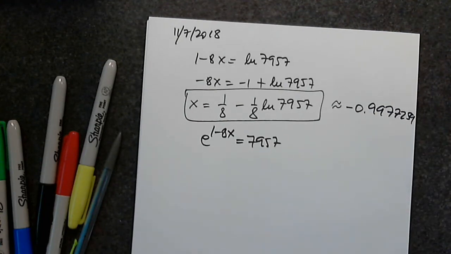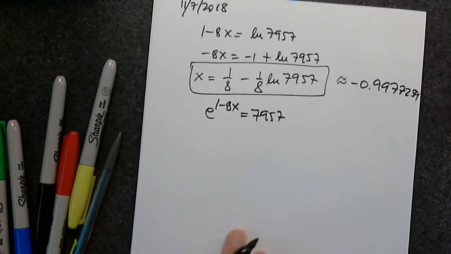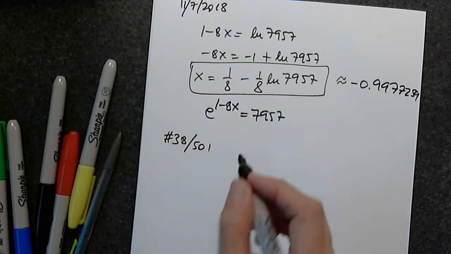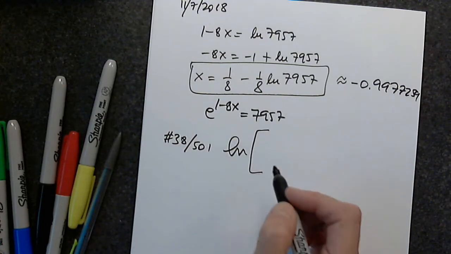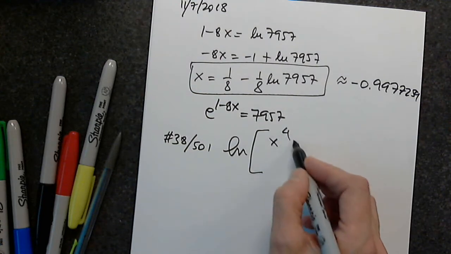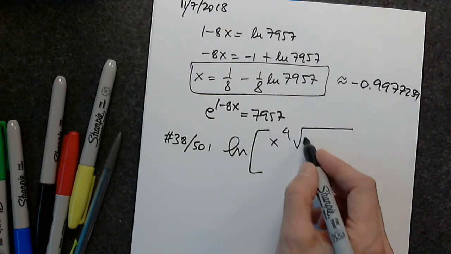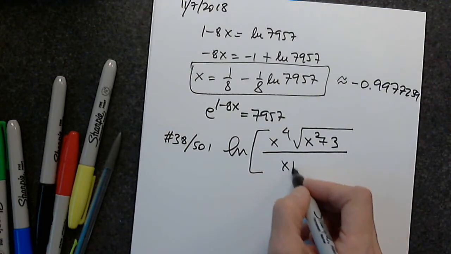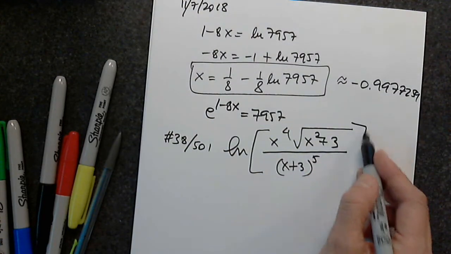Okay, so now let's look at expanding. Let's look at problem 38 on page 501. And we have natural log, bracket, x to the 4th, the square root of x squared plus 3, everything divided by x plus 3 to the 5th power.